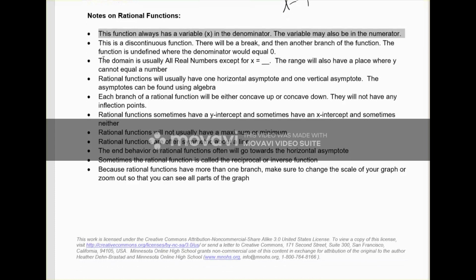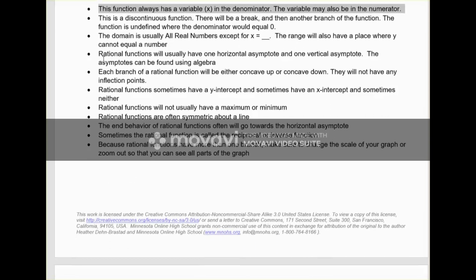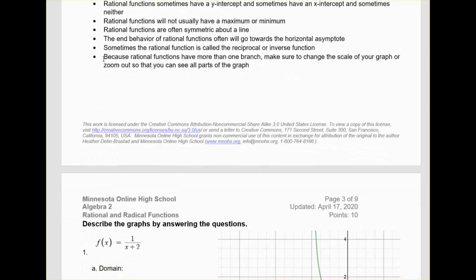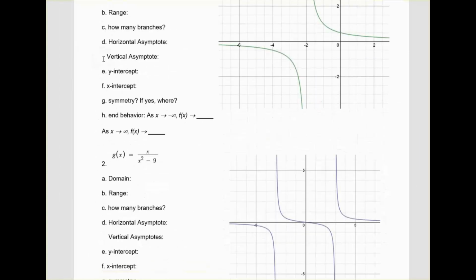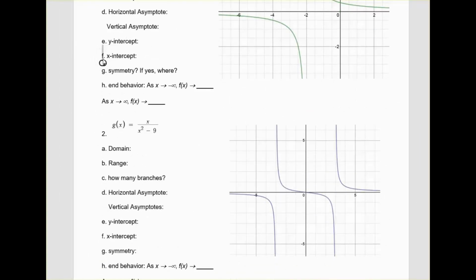And make sure that you change your scale so that you can see all parts of the graph. They'll always have more than one graph. There's an example on, did I put this here? Yeah, look at number 2 here, it has 3 branches. So there'll always be more than one branch.